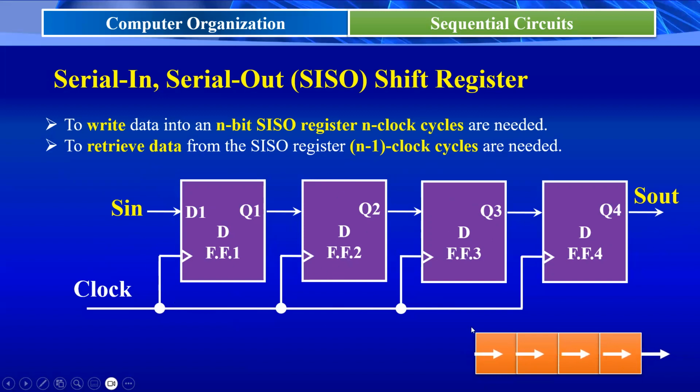That means here your SISO register is an n-bit register. To retrieve the data from this register, n-1 clock cycles are needed.